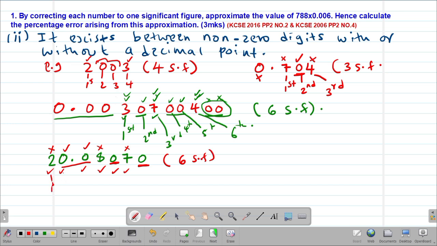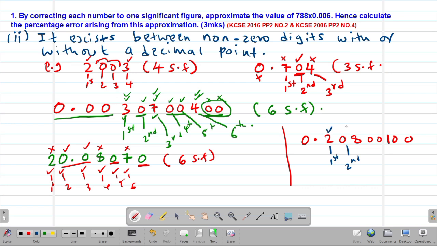Whereby this is our first significant figure, this is our second, a third, a fourth, then a fifth, then of course a sixth. Then lastly, we can also check a number like, let's say you are given 0.208001, then 00. This is our first significant figure because it is a non-zero digit. This is our second significant figure because though it is a zero digit, it is existing between two non-zero digits. Then this is our third significant figure. Then these two zeros are also significant because they are existing between 1 and 8, which are non-zero digits. So this is our fourth, our fifth, then our sixth. So these two zeros will not be significant because of the decimal point. So these are 6 significant figures.